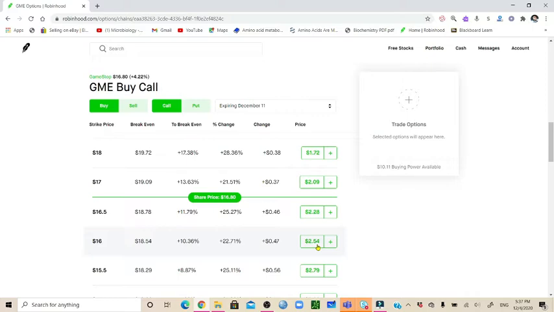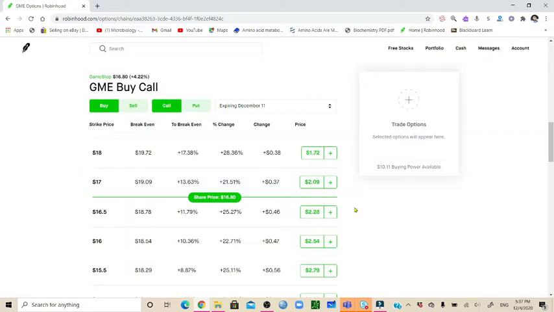Every time you buy one contract, this price is multiplied by 100 to give you the maximum cost of the order. For example, you want to buy the $17 call for GameStop, which is expiring on December 11th, 2020. The option price is $2.09. When you multiply that by 100, you will be paying $209 for this particular option.